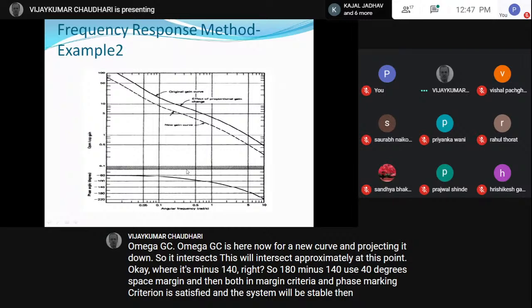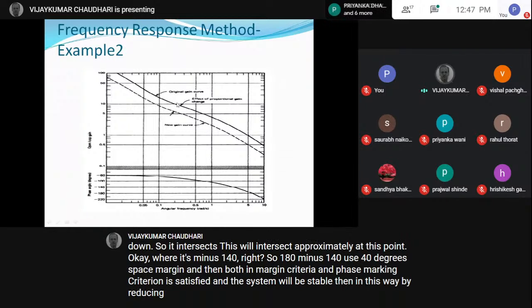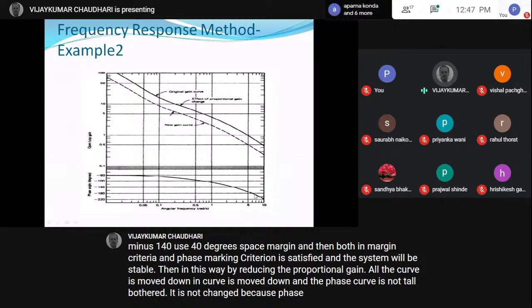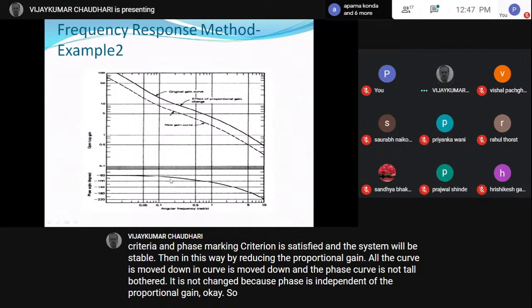In this way, by reducing the proportional gain, the whole gain curve is moved down, and the phase curve is not at all bothered. It is not changed because phase is independent of the proportional gain. Okay, so it is independent of omega.